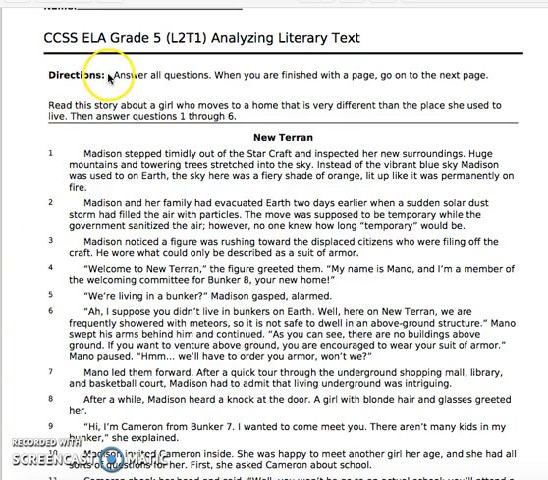So we have our directions that says answer all questions. When you're finished with a page, go to the next page. And then it says, read this story about a girl who moves to a home that is very different than the place she used to live. Answer questions 1 through 6. So from this blurb, we can tell if it's fiction or nonfiction. It tells us it's a story. Okay, so that means the text is fiction.